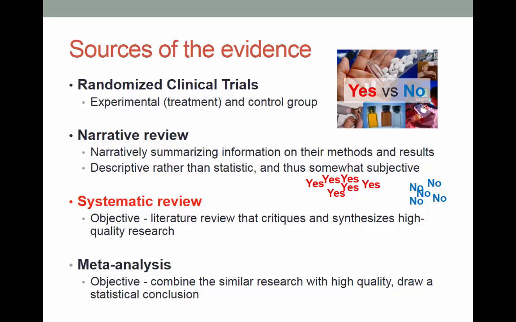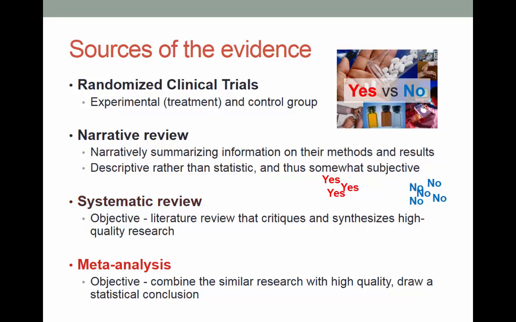And thus somewhat subjective in nature. A systematic review is an objective literature review that critiques and synthesizes high-quality research. The yeses and nos are now quantified and evaluated for their level of methodology. You may see several studies excluded from the results because there are issues with the way the data was collected.